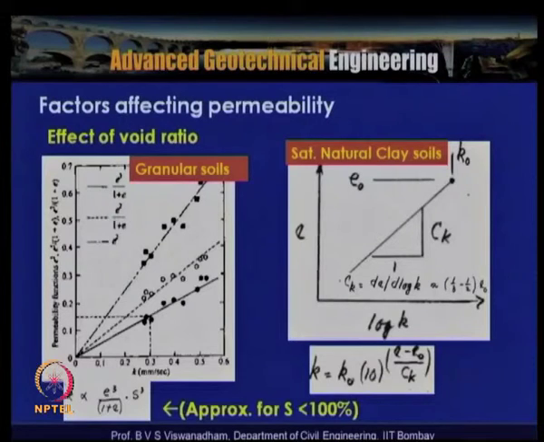By knowing this permeability change factor, we can determine permeability at different stages. K is equal to K naught into 10 raised to (e minus e naught) by Ck, where e is the void ratio at a particular time, e naught is the initial void ratio, Ck is the permeability change factor, which is approximated as 1/3 to 1/2 times e naught, and K naught is the initial permeability at the initial void ratio.